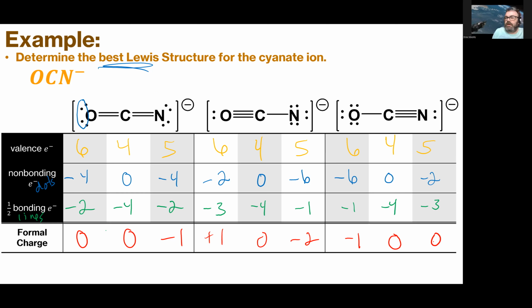Don't trust my math. Okay, so when we're looking at this, now we've got to figure out which one is going to be the best. So we're going to have to rule out 2 of these Lewis structures. The first one we can rule out is this guy in the middle. This one is not the best. And the reason this is not the best is here, we have too much formal charge.